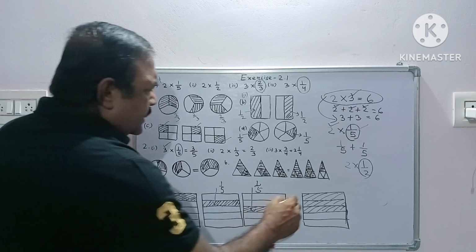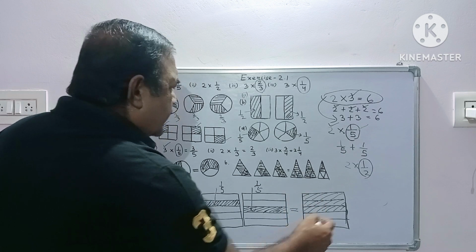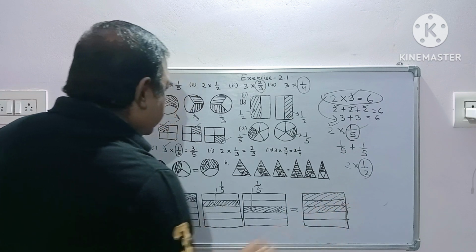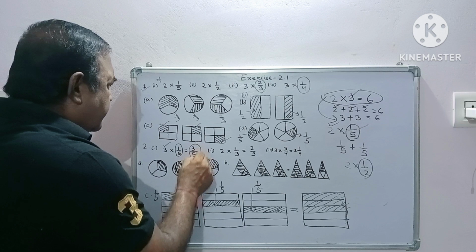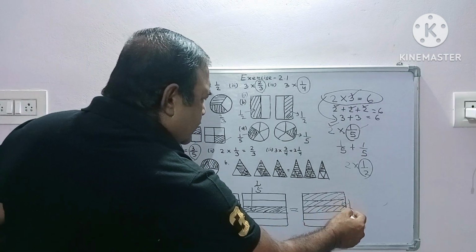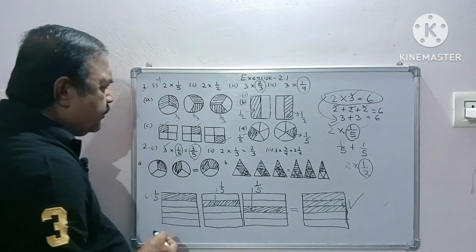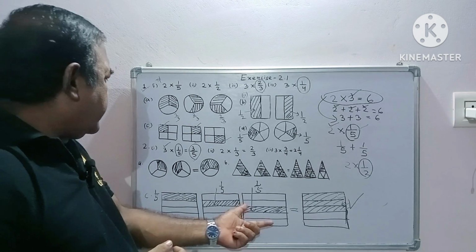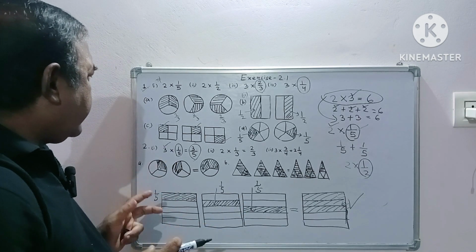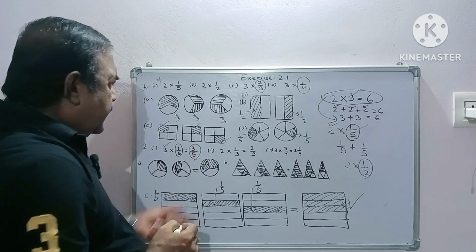You see, this picture is divided into 5 equal parts and 3 parts have been shaded. So you see, here the product is 3 upon 5. You see the picture here. This is the pictorial representation. Just to match it, you can find. And come to question number, bit number 2.